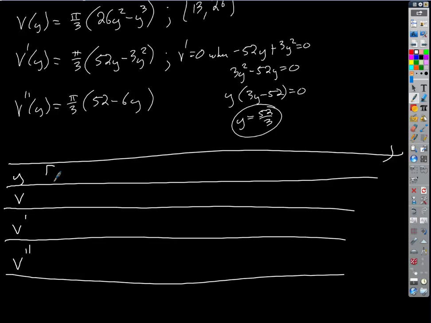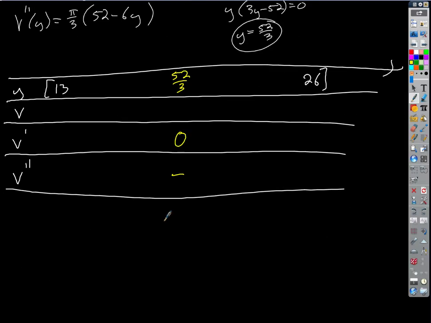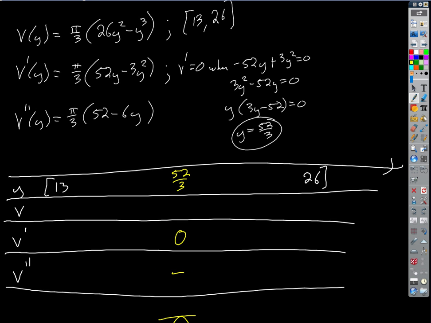So our domain, we said, went from 13 to 26. We had one critical number at 52 thirds. That was a 0 of the first derivative. What's the value of the second derivative there? It's negative. Everybody agree? If I plug it in, okay? So then this is what we thought it would be. It's a maximum, isn't it? Right?